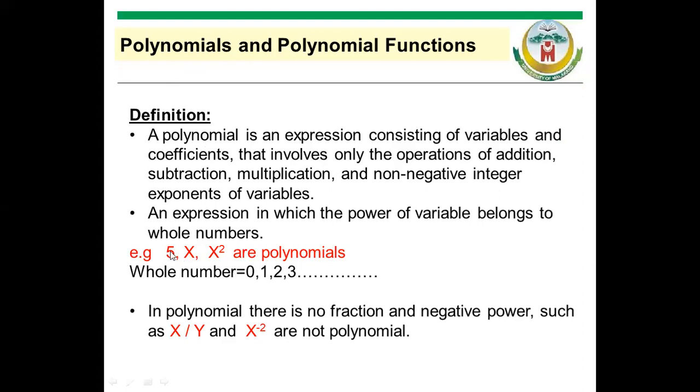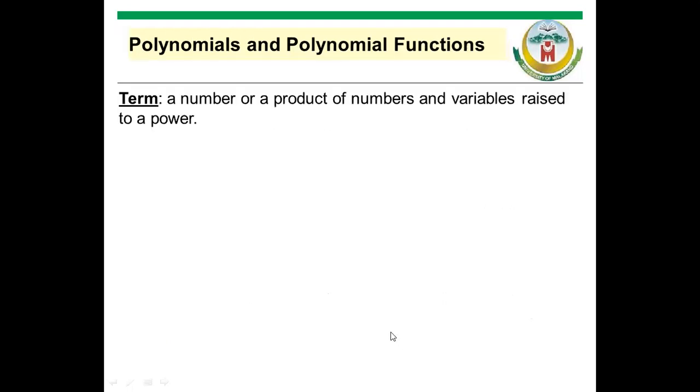And these values should be whole numbers, okay? The coefficients, as well as the power, should be whole numbers. In a polynomial there is no fraction and negative power such as x over y. So x over y, in this case the power of y is -1, so this is not a polynomial. Similarly, x raised to the power -2 is also not a polynomial, okay.